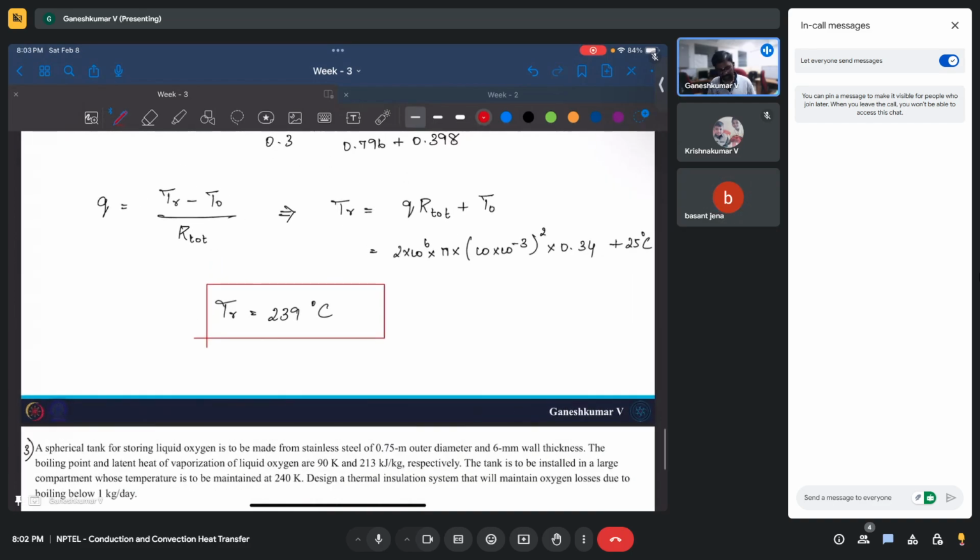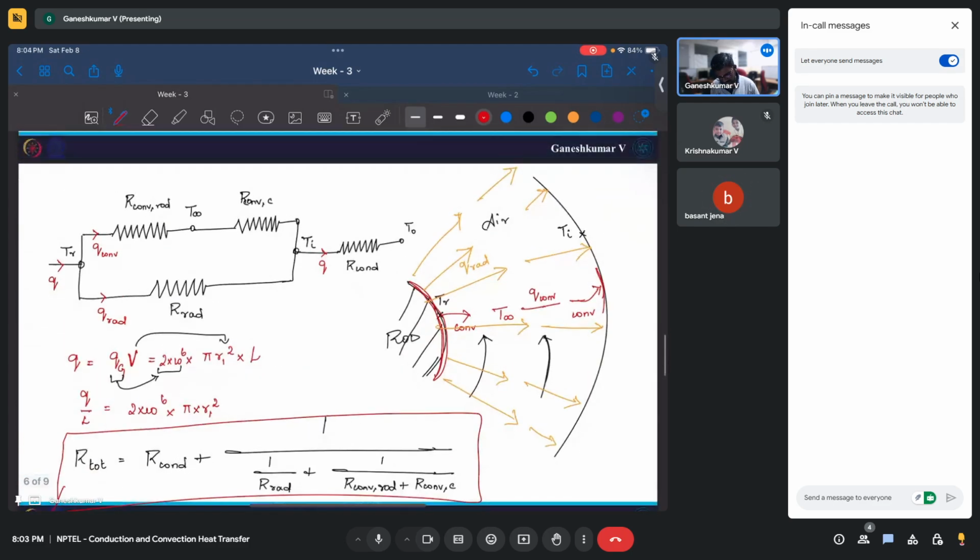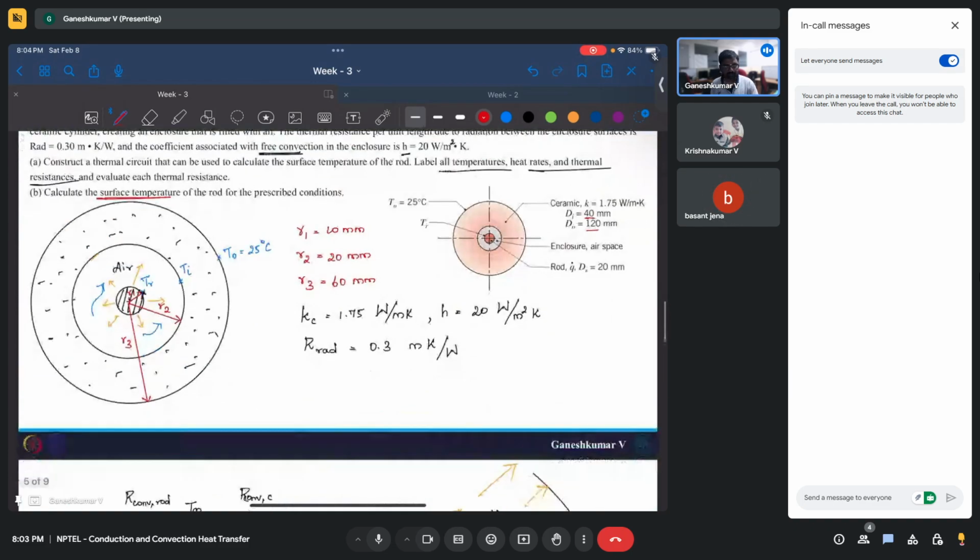So basically the rod is at 239 degrees Celsius, but outside the temperature is 25 degrees Celsius. Which means air is a very good insulator. So that is something you can understand. This air is actually a very good insulator.